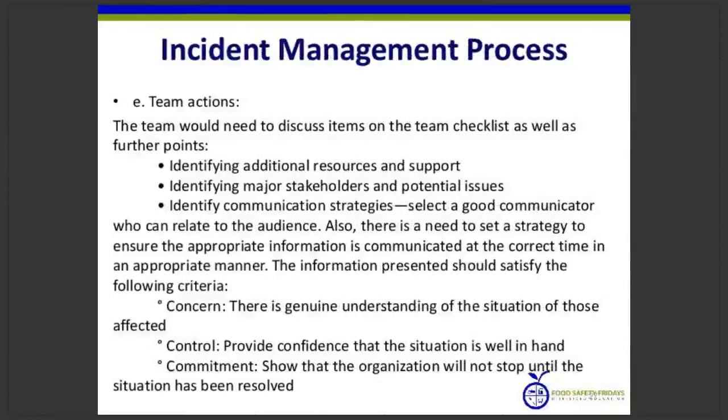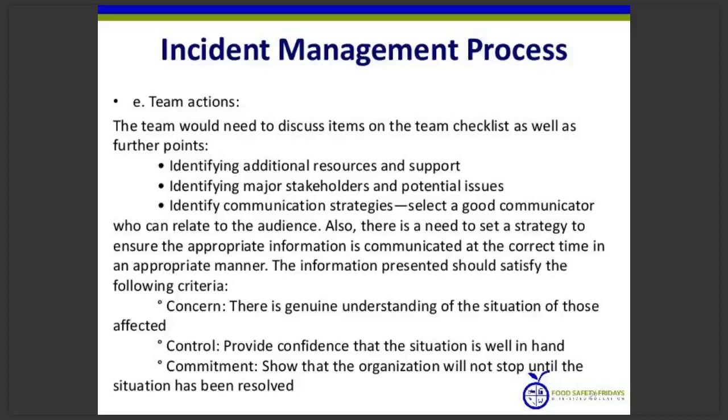We also definitely have the team actions, which are part of the root cause analysis. After we do the fishbone diagram analysis and check all the possible causes, we need to get some actions related to the team: identify additional sources and support, identify major stakeholders and potential issues, and identify a communication strategy. Select a good communicator who can relate to the audience. Most companies have a public relations or corporate affairs department. Such a department is most of the time the main communicator for the public.